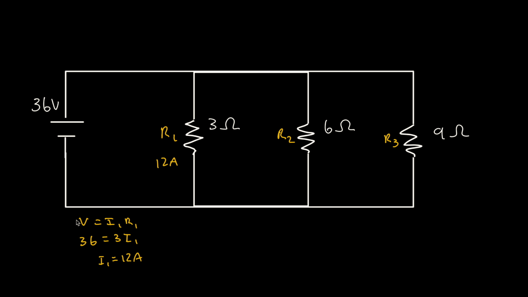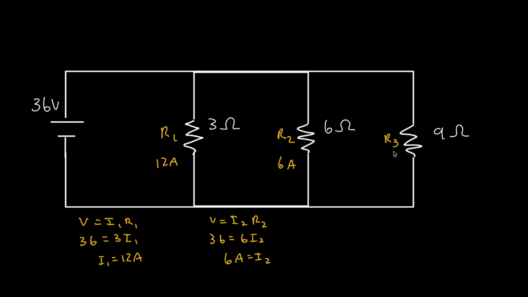Now, same exact thing, we're using Ohm's law over here. So this is going to be applied to resistor 2. So this is 36 equals, and we'll have 6, looking for our current over here. So 36 divided by 6 will get us 6 amps, which is going to be our current going through here.